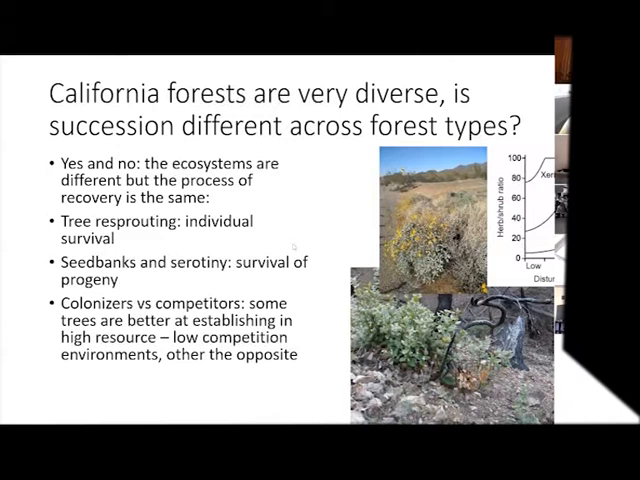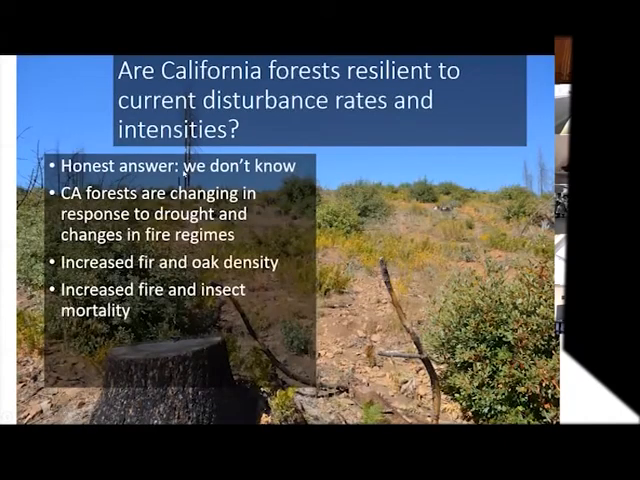And I kind of wanted to set that up to ask this question about California: how resilient are our forests to current disturbance rates and intensities? We're encountering really big and intense fires. We got this massive bark beetle outbreak that is kind of winding down, but still ongoing. We got something like sudden oak death, which has killed about 50 million trees, probably more.